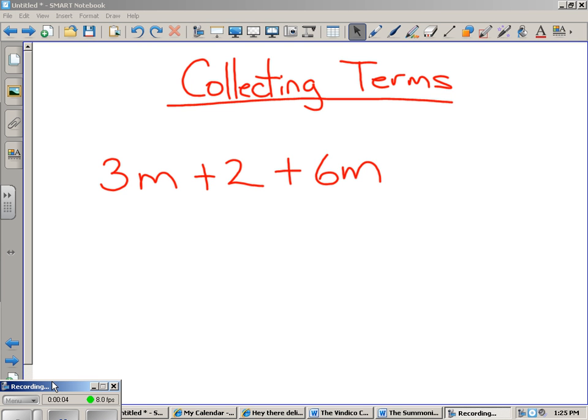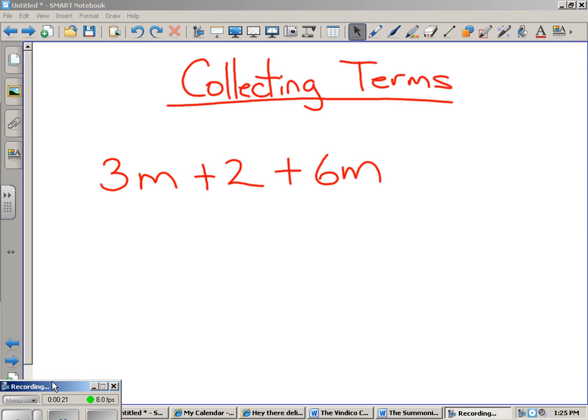Today we're going to learn about collecting terms. And what you see ahead of you here is 3m plus 2 plus 6m. It's kind of like that game, some of these things don't belong here. Some of these things can be grouped together or collected, and some of them have to be left out on their own.